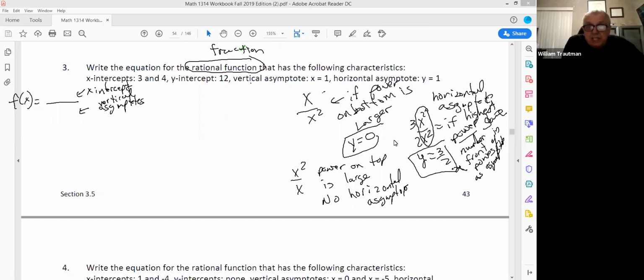So there's 3 scenarios. If the powers are the same on the largest power for the variable, the x, you use the numbers in front of those powers as your horizontal asymptote. If the power on the bottom is larger, then your horizontal asymptote is y equals 0. If the power is larger on top, then there's no horizontal asymptote.